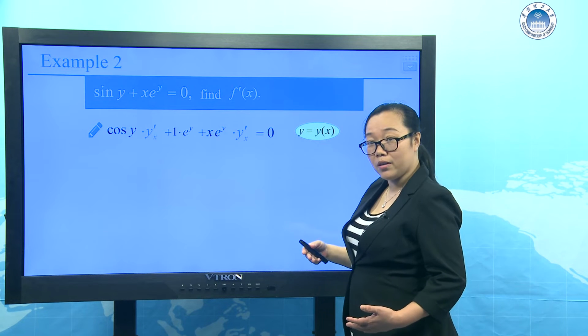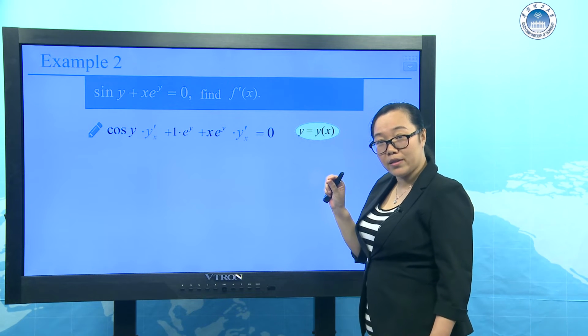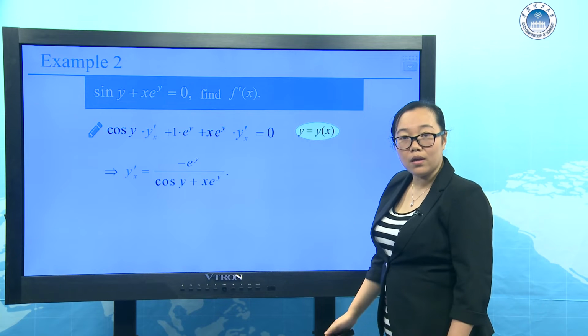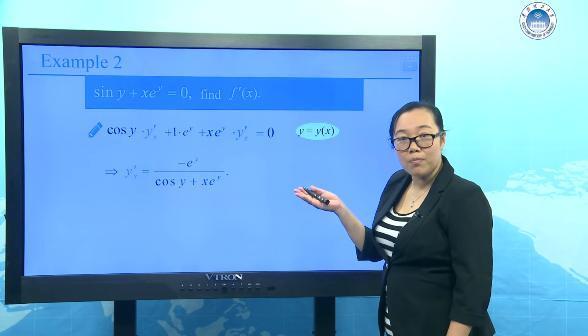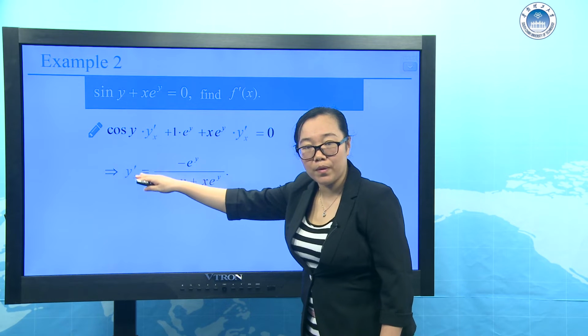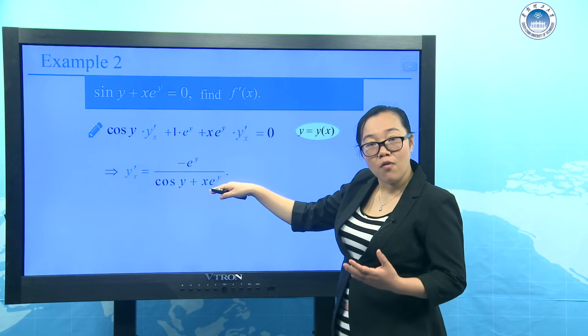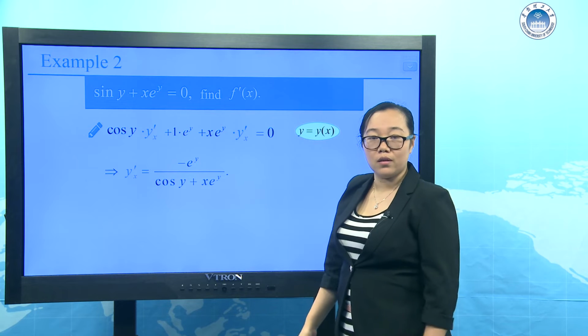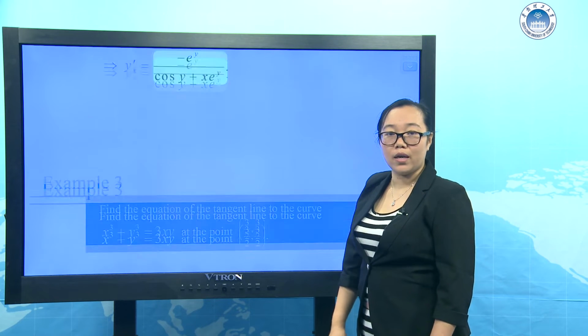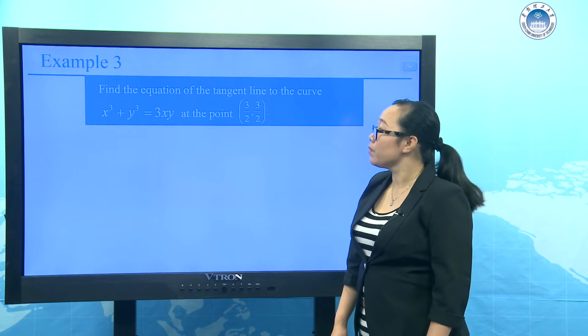So in your mind, keep the idea that y is a function of x. And then we can get y prime equals the expression. The expression is a function of x and y. It's the final result.